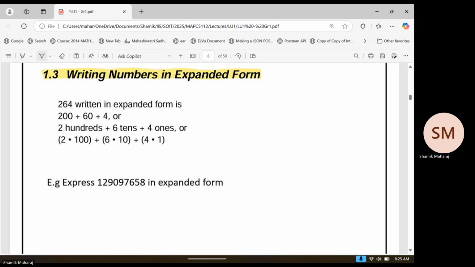Okay. Expanded form. Now, this is a thing where you get marks for literally doing nothing. There's very little work to be done here. Expanded form, don't confuse it with standard form. It's a different thing. Expanded form is best learned with an example. If you have a number 264, expanded form is just 200 plus 60 plus 4. It's the simplest thing you could ever do.